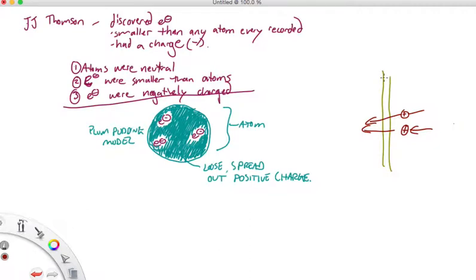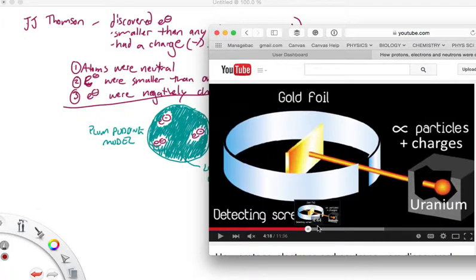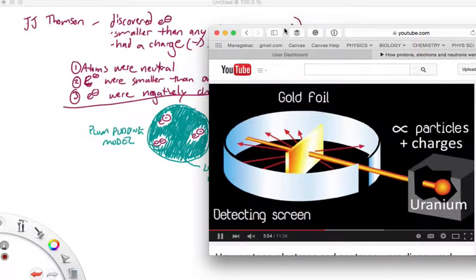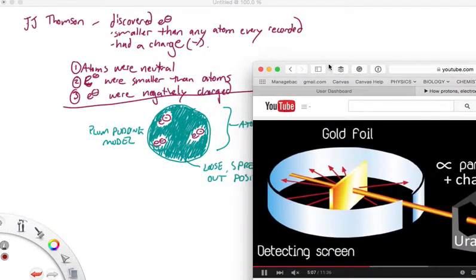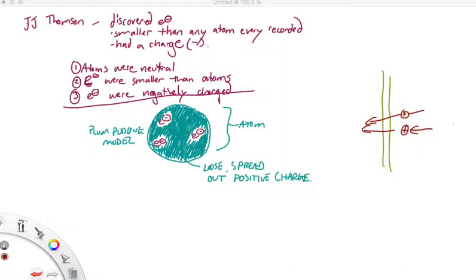But then, to his surprise, I hope they show this in this little video. Oh, there it shows going through it. But to his surprise, oh my God, some of them bounced back. That's crazy. Some of those little particles bounced back from the screen. They deflected from that screen. And what did that mean? That means that something must be deflecting it. So that must mean that inside that gold, there must be something deflecting these positive charges back.